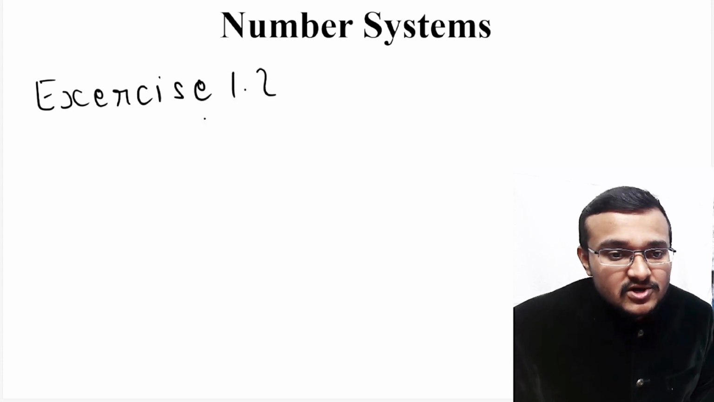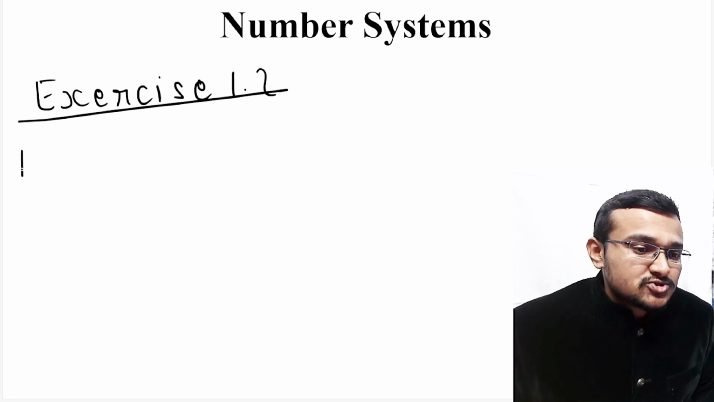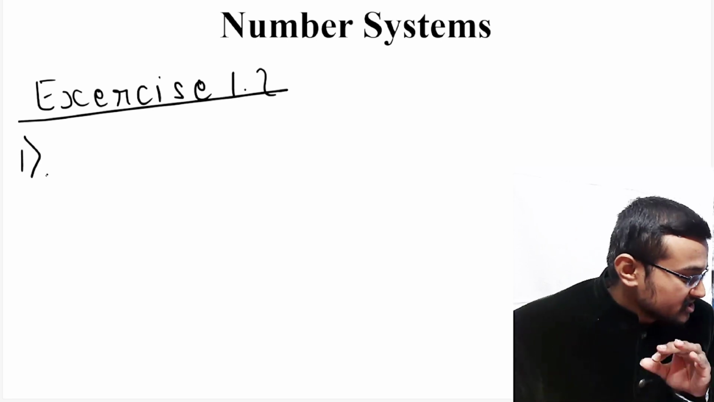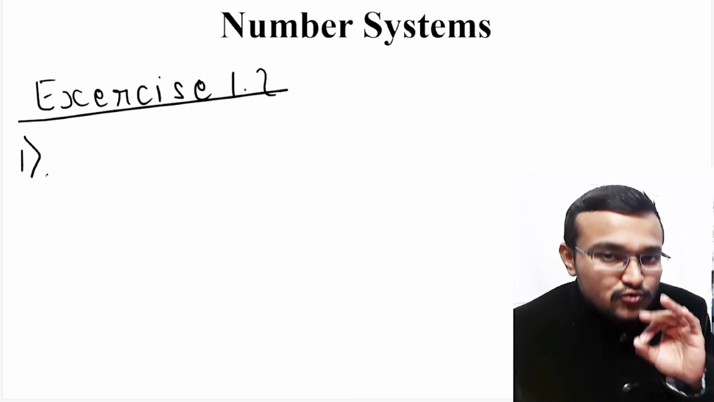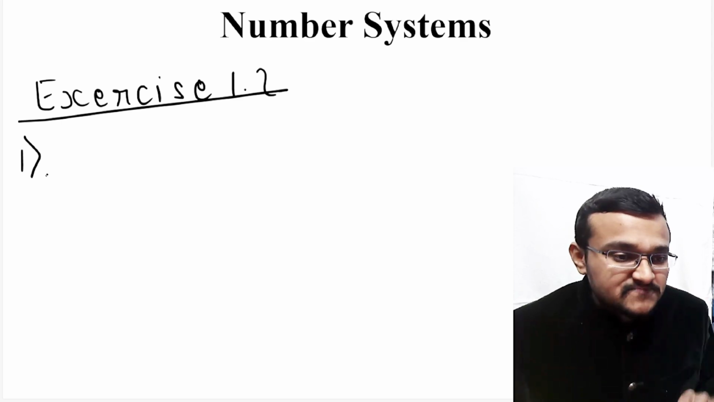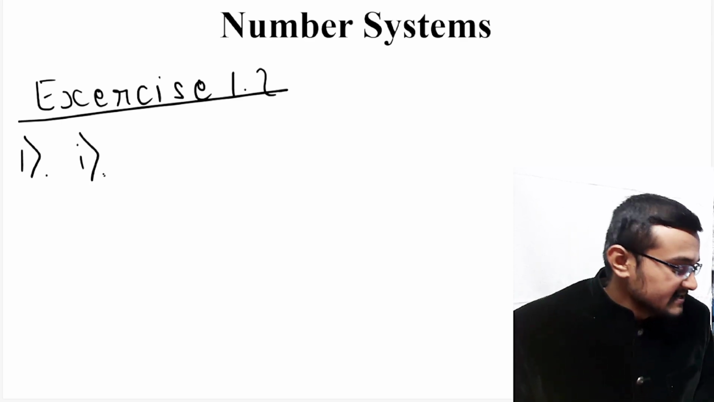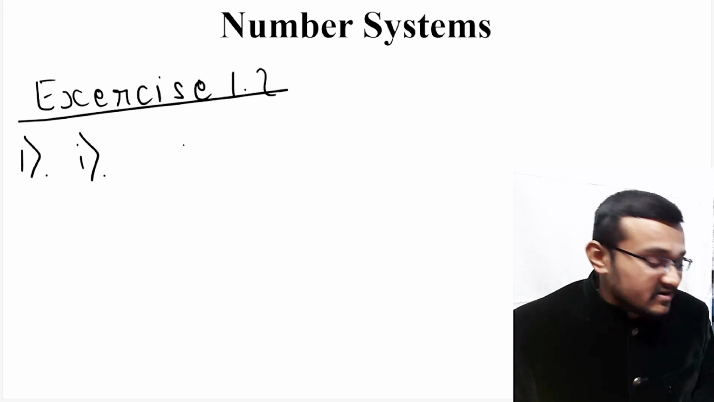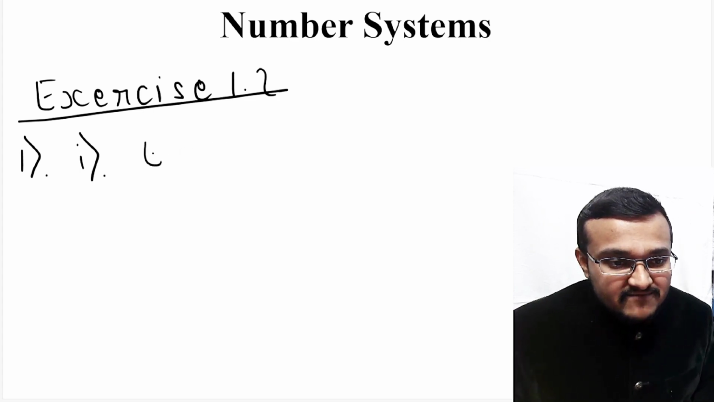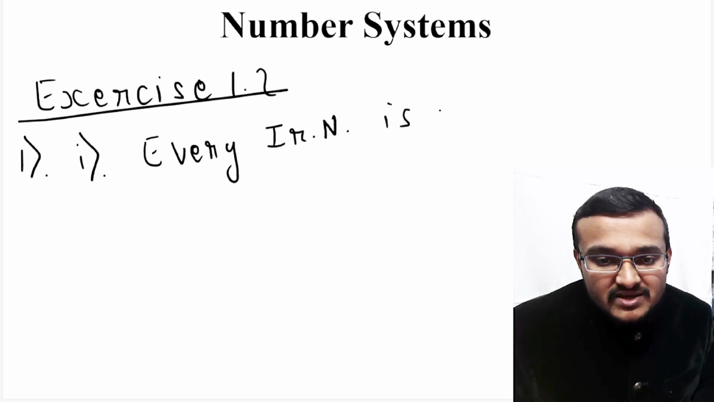So first we will look into the questions in exercise 1.2. Coming to the first question in this exercise 1.2, here you have true or false statements, and you have to justify why it is true or why it is false. Coming to the first statement in this first question: every irrational number is a real number.